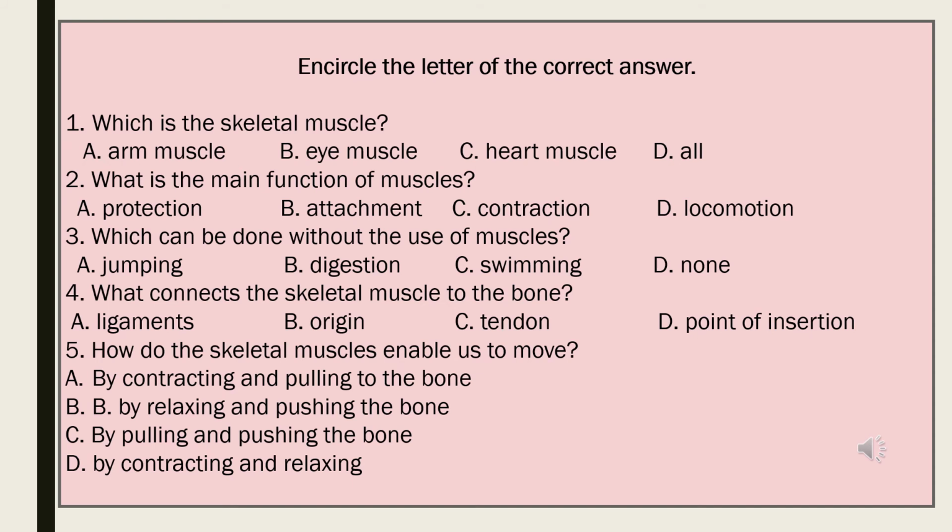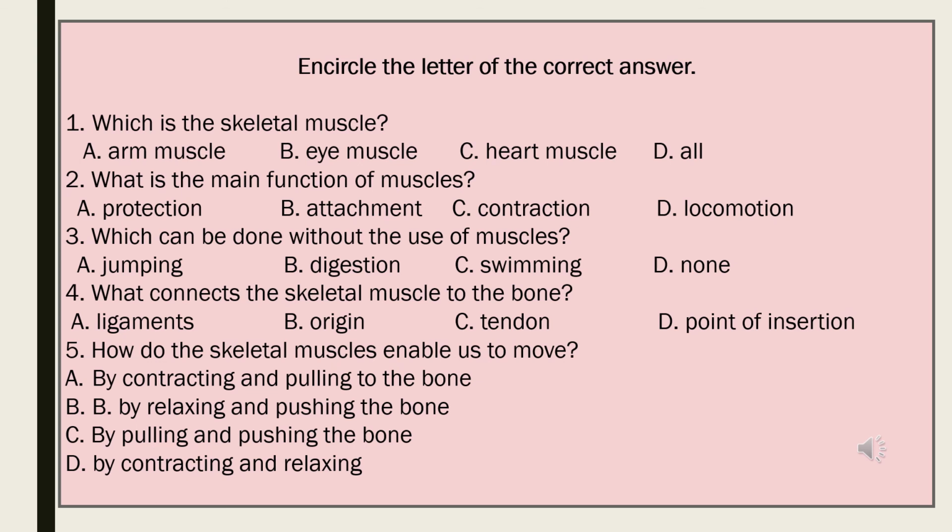Next, number 3, which can be done without the use of muscles? Jumping, digestion, swimming, or none of the above. For number 4, what connects the skeletal muscle to the bone? We have A, ligaments, B, origin, C, tendon, and D, point of insertion.